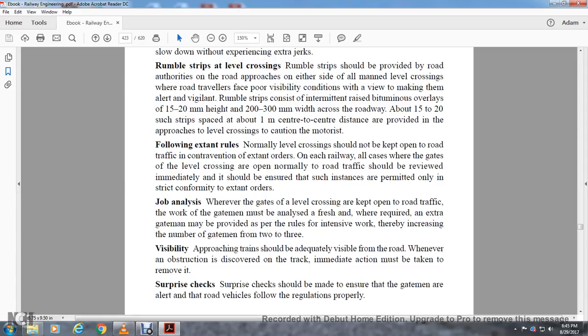Job analysis. Whenever the gates of a level crossing are kept open to road traffic, the work of the gatemen shall be analyzed fresh, and when required, extra gatemen provided for the gate as per rules of intensive work, thereby increasing the number of gatemen from 2 to 3.